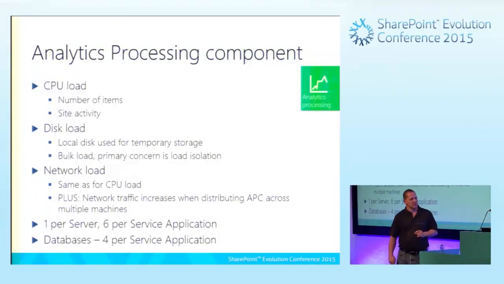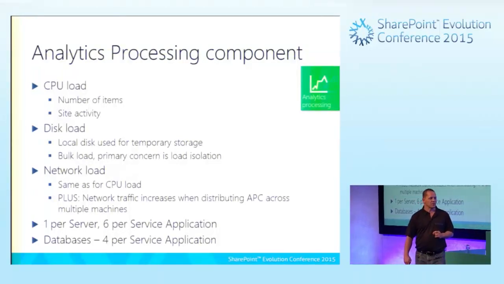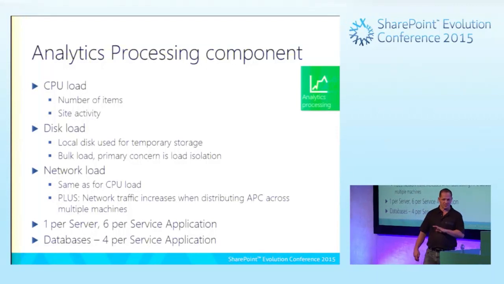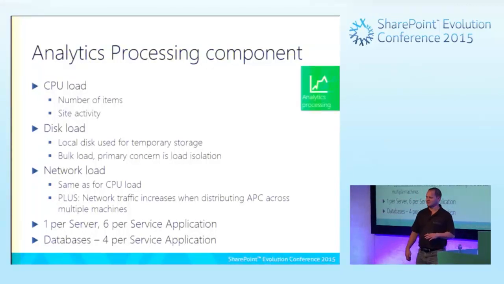And in this case, you can have 4 databases per service application. These limitations are there. You're starting to get the fact that when we start to hit 100 million items, you seriously have to start thinking about how you split your content up and how you split your databases up. We have questions about splitting the link database, but that's another discussion that we aren't going to have here.